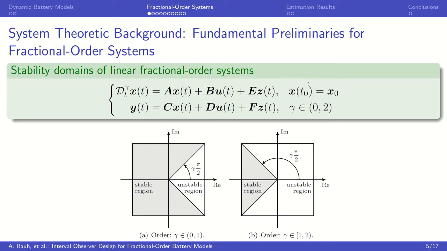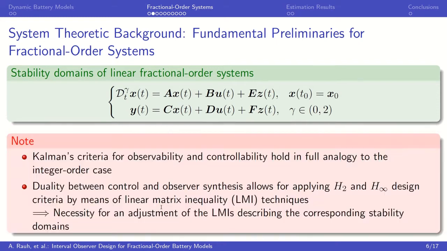The domains of stability of linear fractional order system models deviate from the classical characteristics of integer order representations. In cases in which the fractional order is taken from this open interval from 0 to 1, like we have for our battery systems, the stability domain extends into the complex right half plane that you can see here on the left half of this figure. And this part will also be relevant for further stability investigations when we want to design state observers.